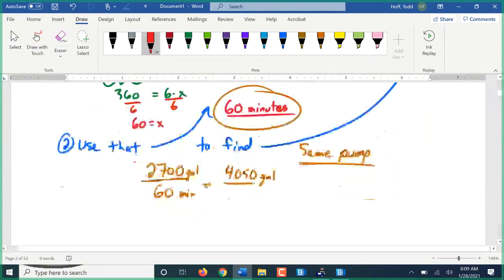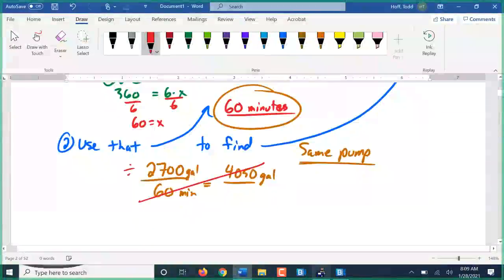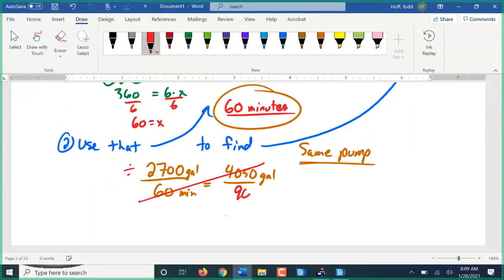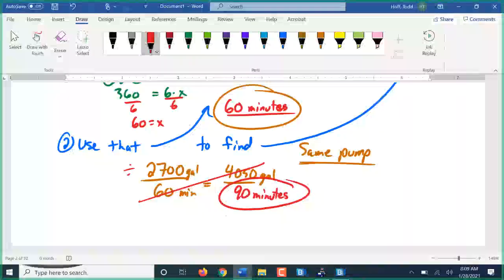Now we cross multiply and divide. 60 times 4,050 divided by 2,700. We get 90 minutes. So sometimes for these problems to work, there has to be something that's held constant. If everything is changing, then we have to hold one thing constant and do that intermediate calculation and then use that to finish it off with the final values.